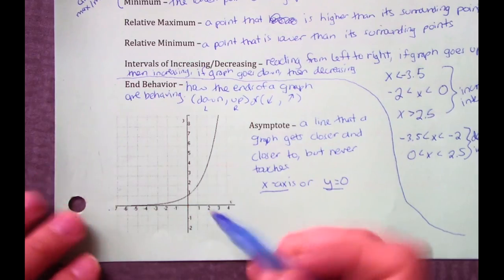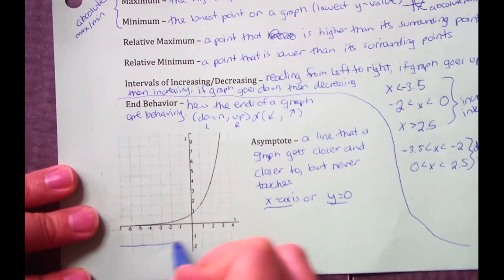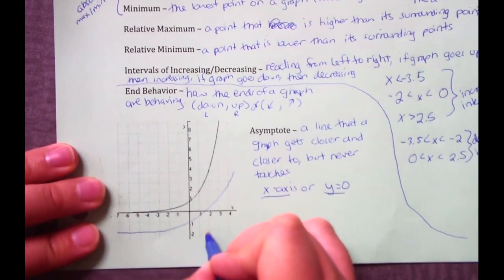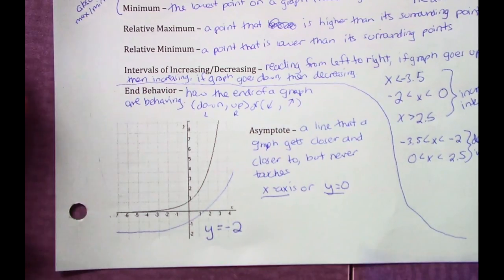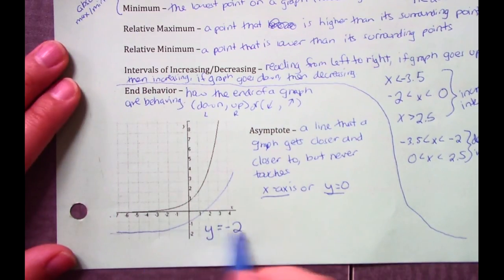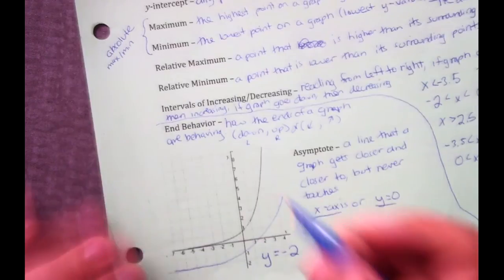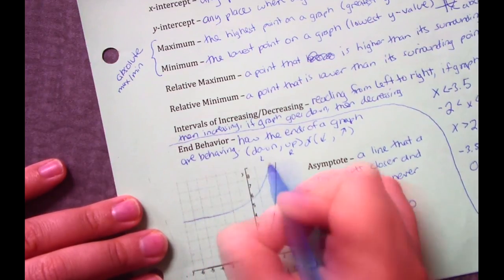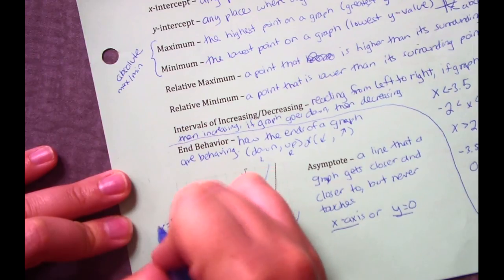Now let's say we have a line like this. It gets closer and closer to -2, but never touches it. That has an asymptote that we would call y equals -2. It gets closer and closer to this line right here at -2, but never touches it. Okay? Or if you have one up here maybe, it could be at 5 if the whole graph gets shifted up. That would be y equals 5.